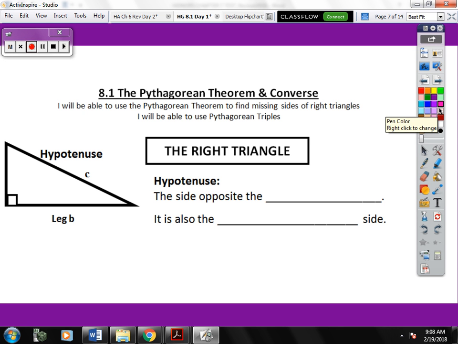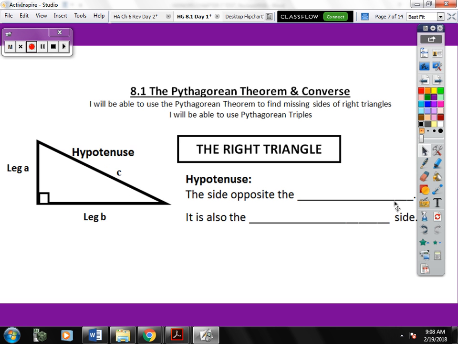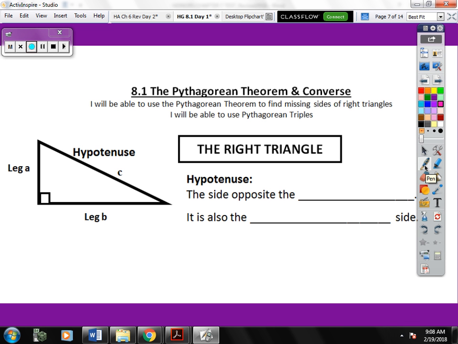Alright, so today we are just looking at the Pythagorean theorem and its converse, which you have probably used the theorem, maybe not its converse in the past. But in order to use the theorem appropriately, you do need to know the parts of a right triangle. So remember that the hypotenuse is the side opposite of the right angle. It is also going to be the longest or the largest side. The other two sides of that triangle are called legs of the right triangle.